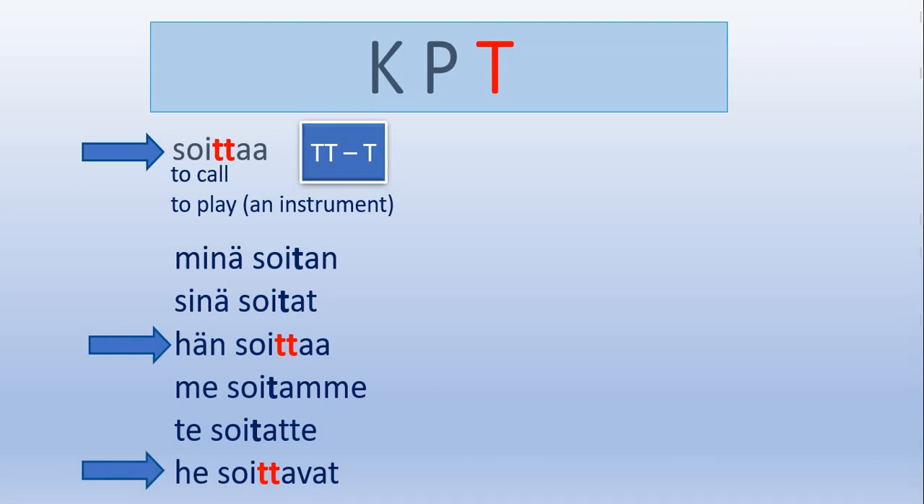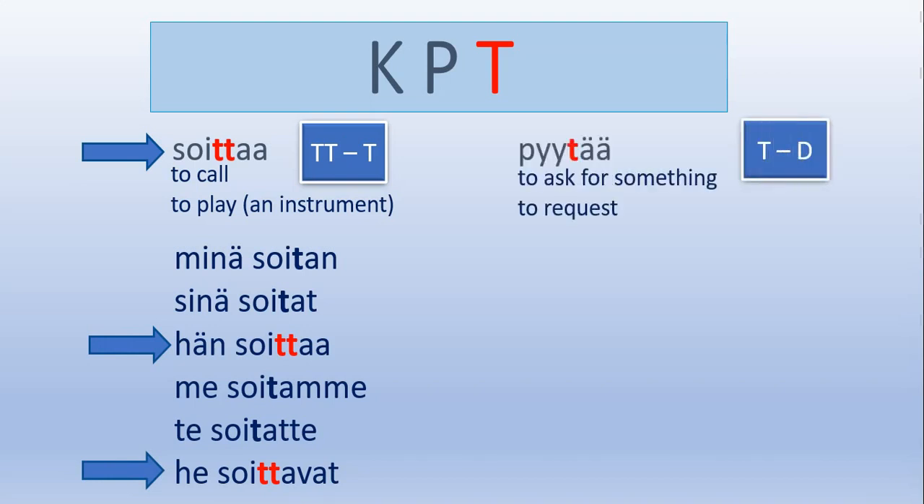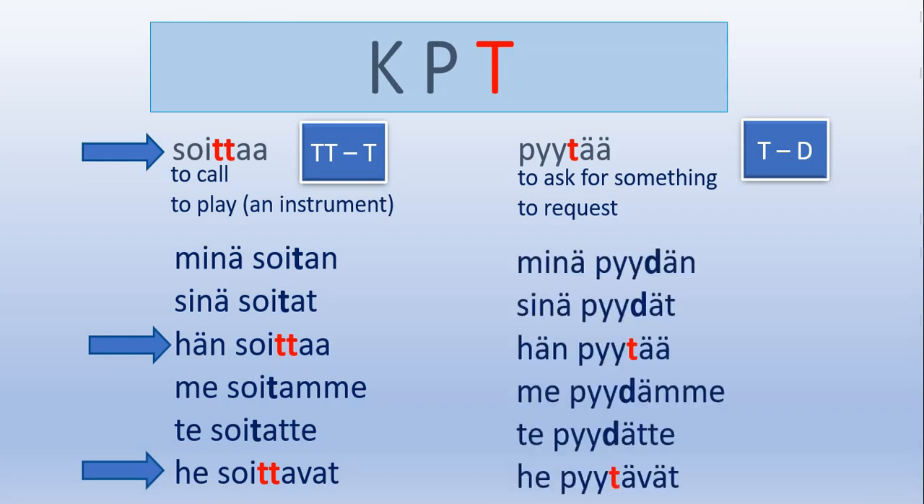If the infinitive has only one T, let's see what happens. It changes into D. We have an example verb here, pyytää, which means to ask for something or to request, and this is what happens. Minä pyydän, sinä pyydät, hän pyytää, me pyydämme, te pyydätte, he pyytävät.